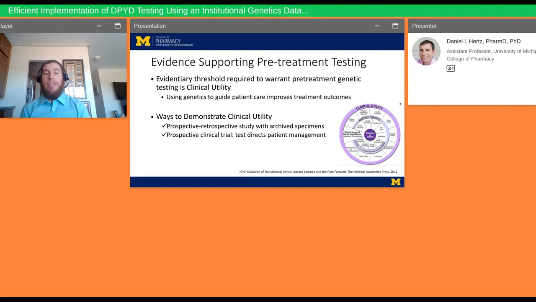The second way is a prospective clinical trial in which the genetic test directs patient management, and I showed you that in the prospective genotyping study with a genotype DPYD star 2A and demonstrated a reduction in severe toxicity. Therefore, I think that we have met the threshold of demonstrating clinical utility in both ways that are available, and we have clearly demonstrated the clinical benefit of pretreatment DPYD testing in patients who are going to receive fluoropyrimidine treatment.